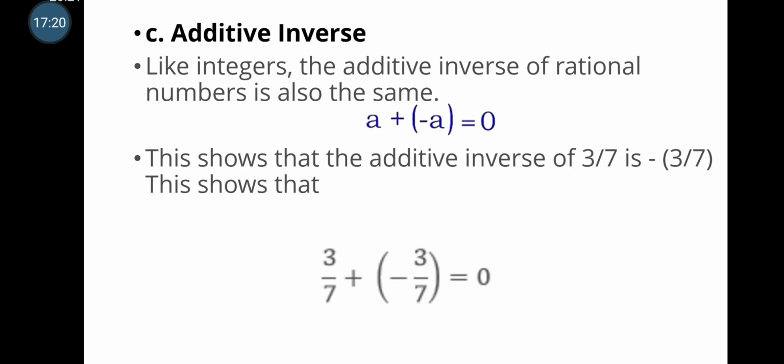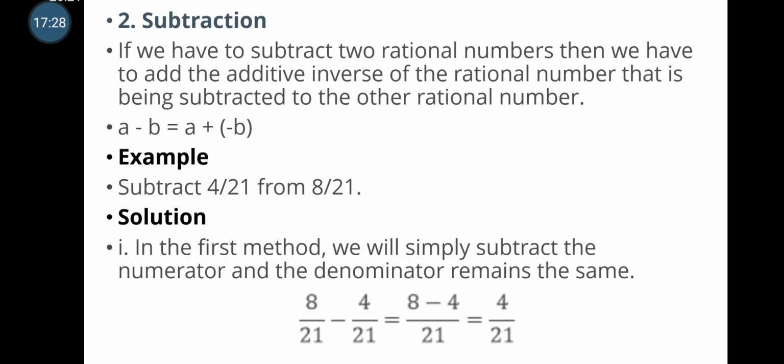Whatever fraction you have, change the sign, the negative of that number. Suppose it is positive, you will change it into negative; if negative, you will change it into positive. Subtraction. If we have to subtract two rational numbers, then we have to add the additive inverse of the rational number that is being subtracted to the other rational number. So suppose a minus b means it is a plus minus b.